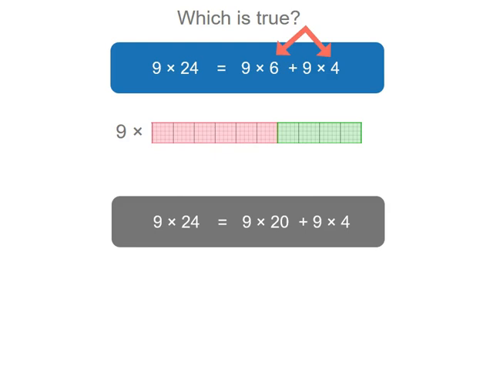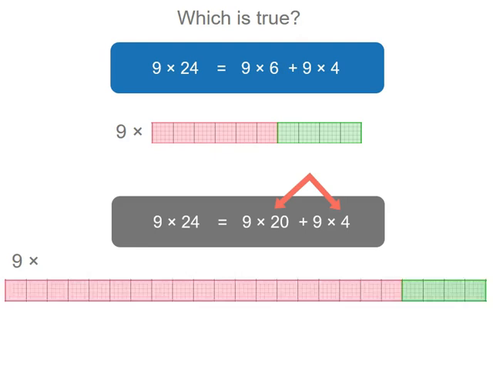If we had 9 of those, would that be the same as 9 multiplied by 24? No, because 6 squares and 4 squares is only 10 squares. So remember, the two numbers have to add up to the number we're multiplying by, which is 24. So let's look at the next one. 9 multiplied by 24. Okay, let's check 9 multiplied by 20 and 9 multiplied by 4. So we've got 20 squares and 4 squares.